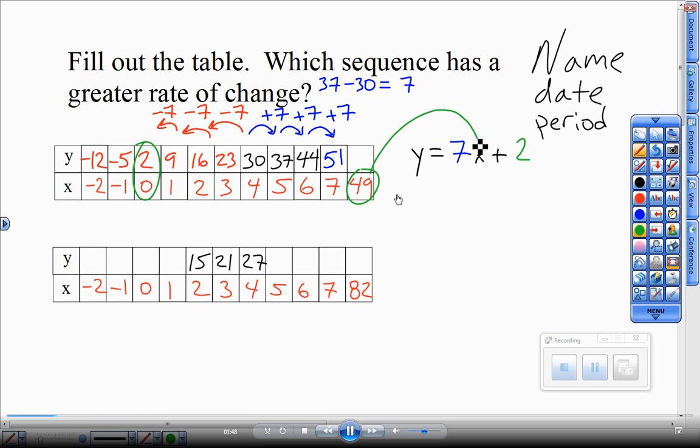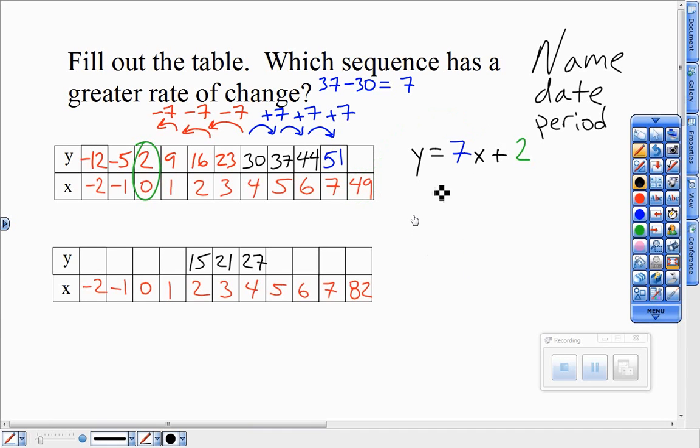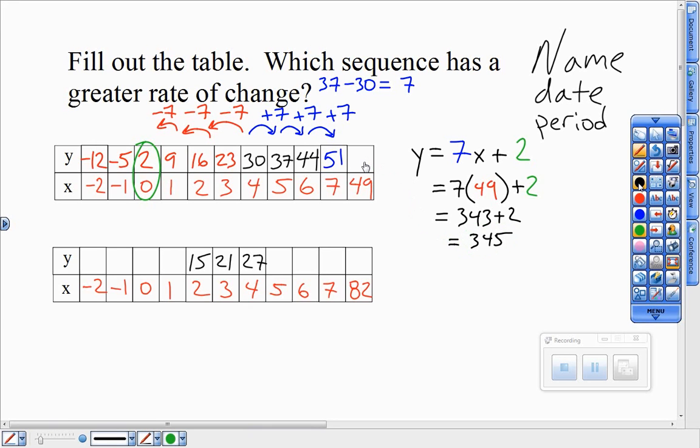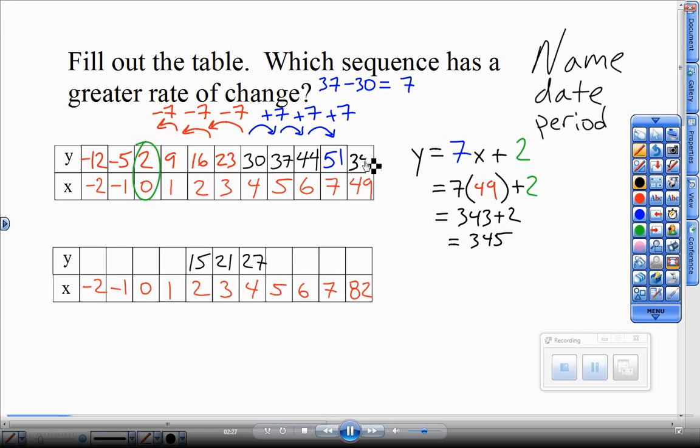And then to find the 49th term, just plug that 49 in right there. 7 times that 49. Plus that 2. Gives me 343 plus 2, which gives me 345. And then make sure that you put that number right there in that blank spot. Don't forget to do that. That 345 goes right up there in that box. Don't forget. Now you can see this has a rate of change of 7.